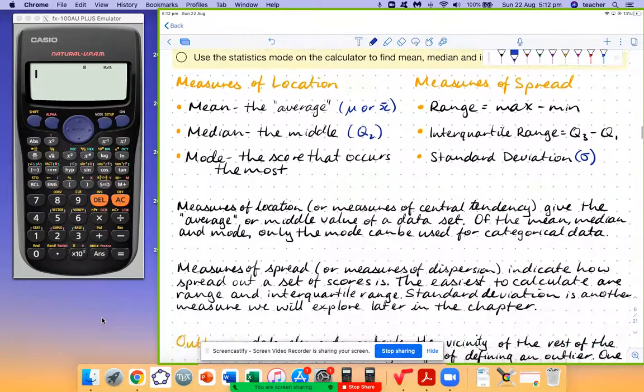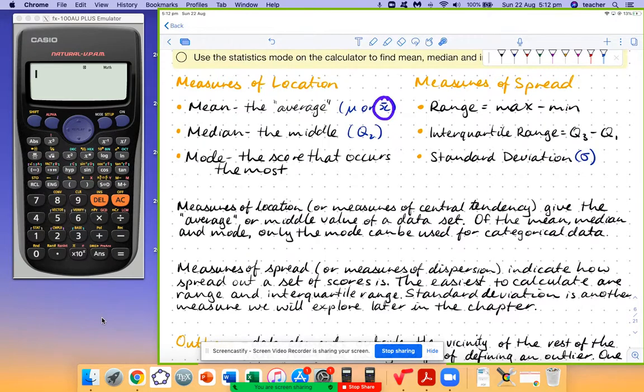Just to start off with, when we're looking at measures of location, location is telling us where the information is, or in other words, we're looking for averages. So the mean is your typical one, that's what we call the average. It's usually represented by the letter mu, a Greek letter, so it looks like a U with a really long tail on it.